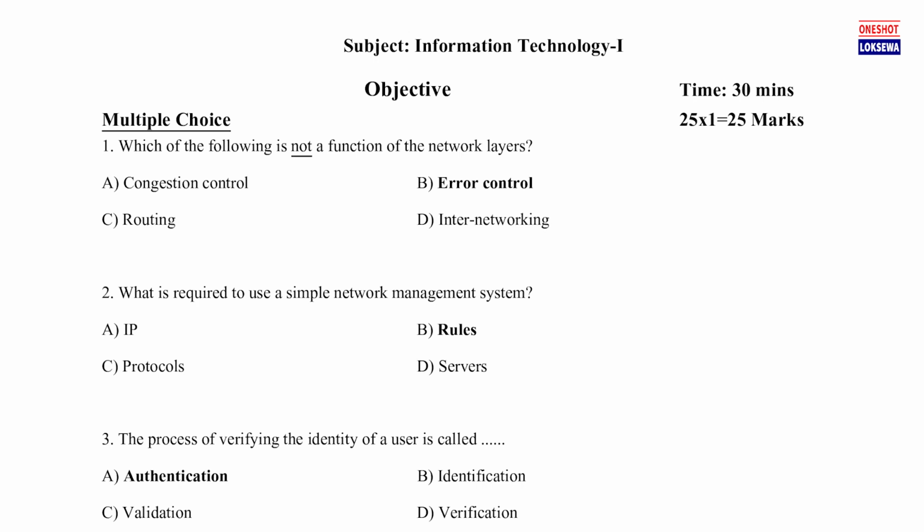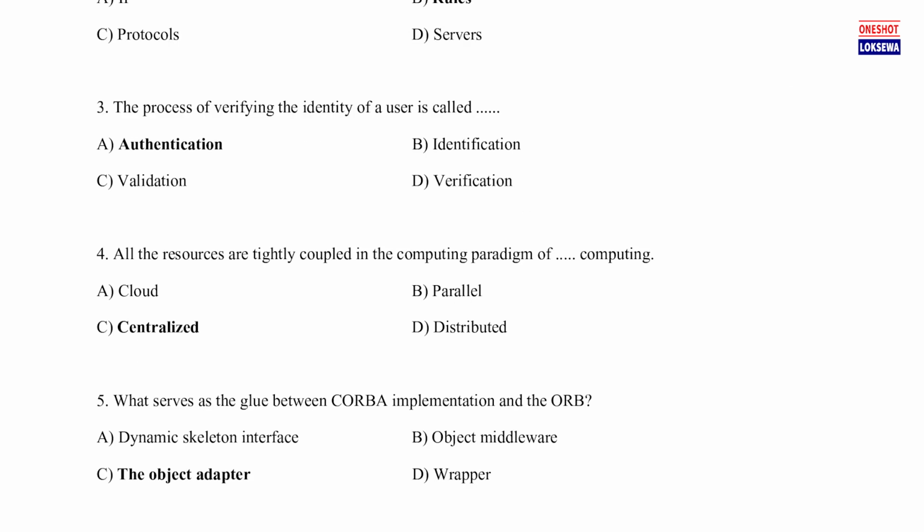D. Servers. 3. The process of verifying the identity of a user is called A. Authentication. B. Identification. C. Validation. D. Verification. 4. All the resources are tightly coupled in the computing paradigm of computing. A. Cloud. B. Parallel. C. Centralized. D. Distributed. 5. What serves as the glue between CORBA implementation and the ORB?